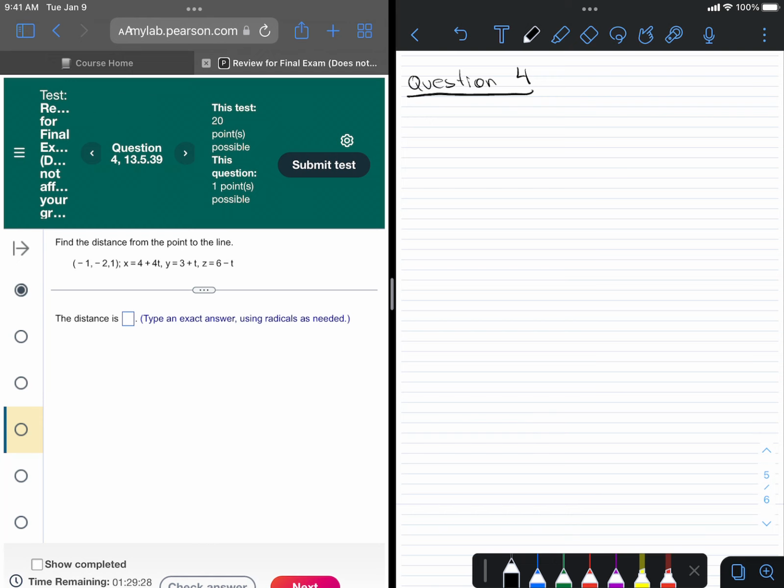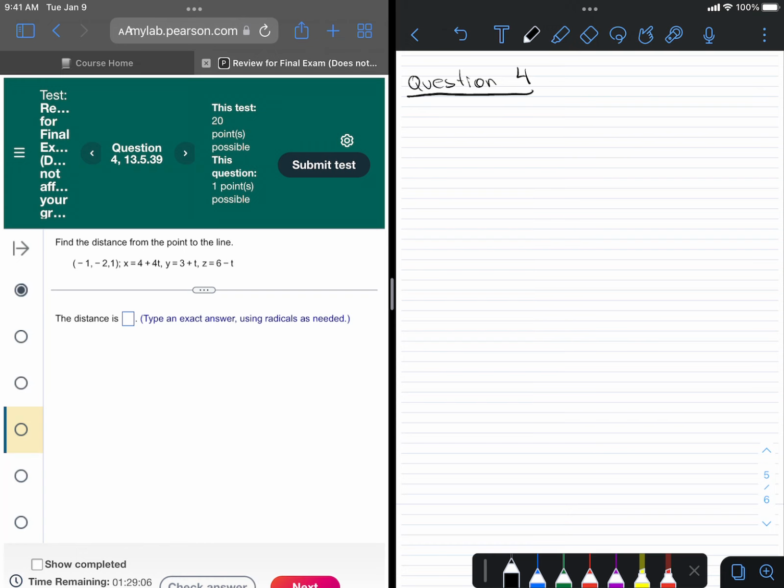Now we're asked to find the distance between a point and the line, and there is a formula that gives that distance to us. You're free to use that formula if you're interested. I propose, since we're given the parametric equation of this line, that we use a different method to solve this instead of remembering the formula.